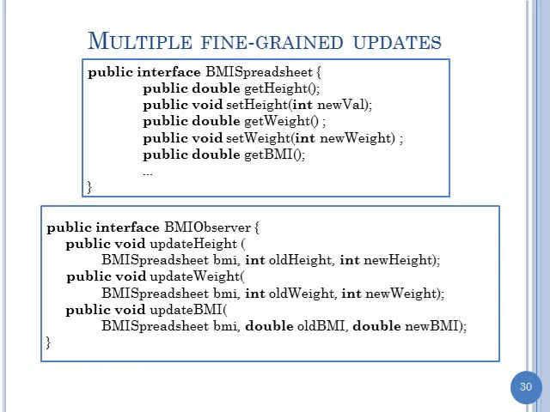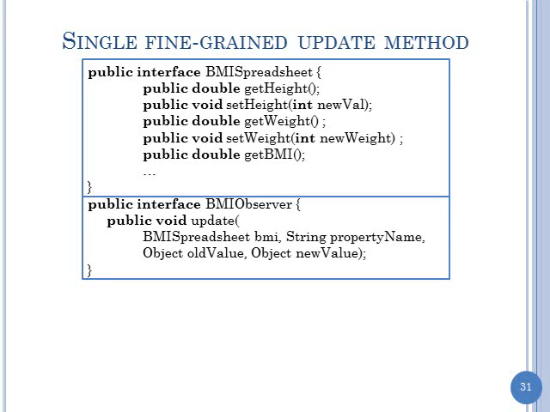Yeah, of course, you could be a little inefficient and say, look, I'll call update BMI each time, or whenever update height or weight is called, we'll just recompute anyway. So you can have multiple notifications in one setter. Okay. Now this is one approach, and here's another approach, which is the approach that you were suggesting. Okay, so you take update BMI spreadsheet, string property name, object old value, object new value.